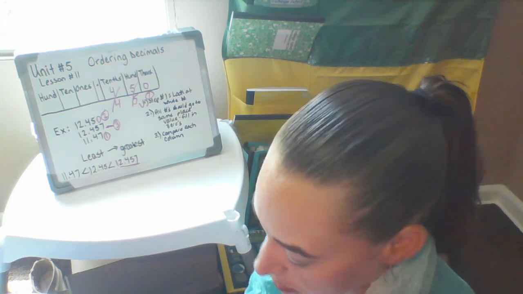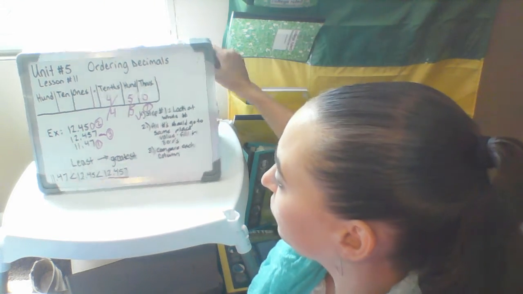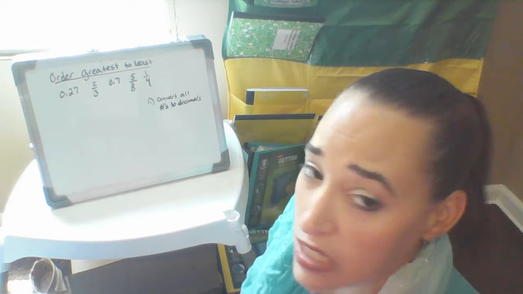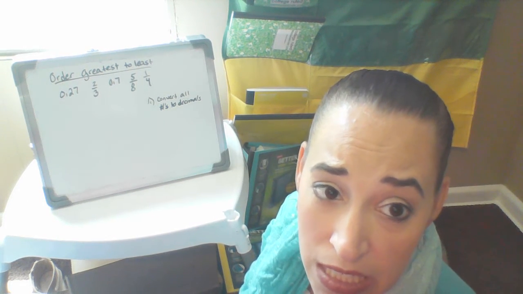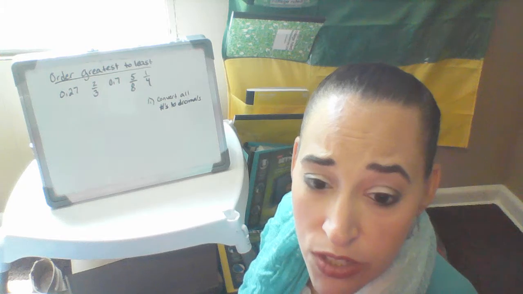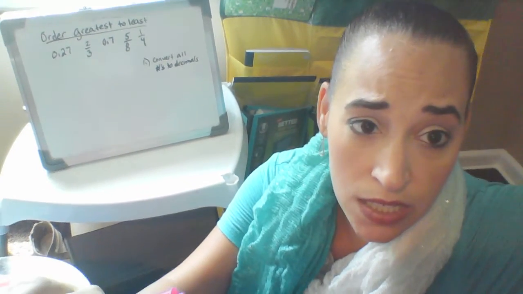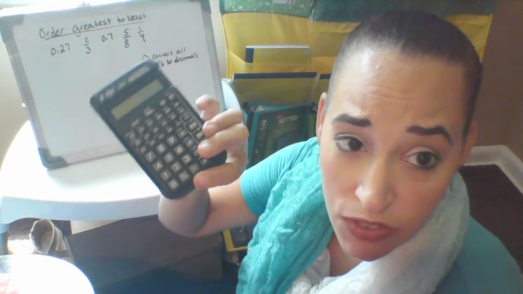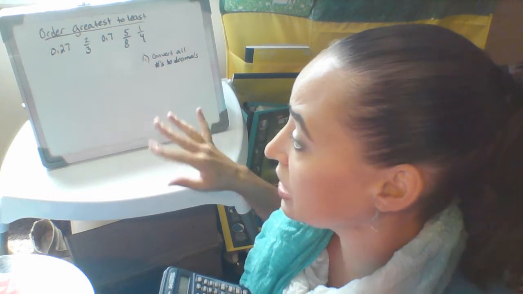Okay, let's try another one. This time it says order from greatest to least, but there's an extra step you have to do. You have to do an extra step because all the numbers weren't given to you in decimal value. So you're going to have to take your nifty grifty calculator, and before you proceed at all, you got to convert all of these to decimals.